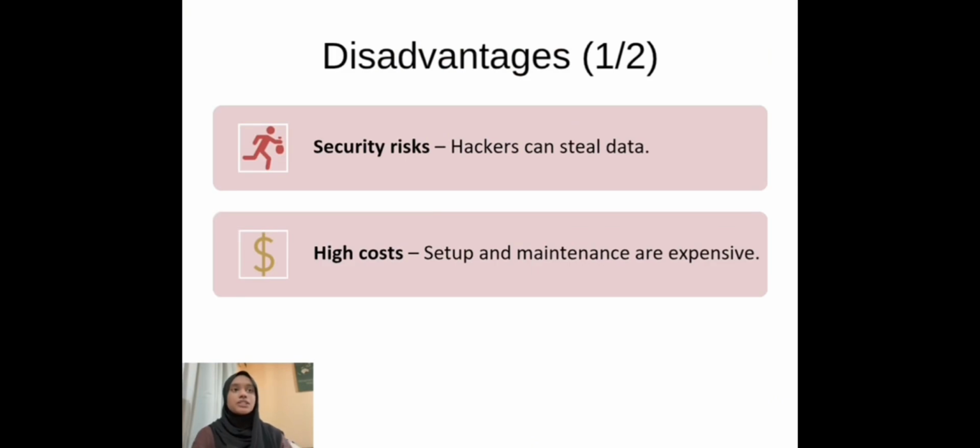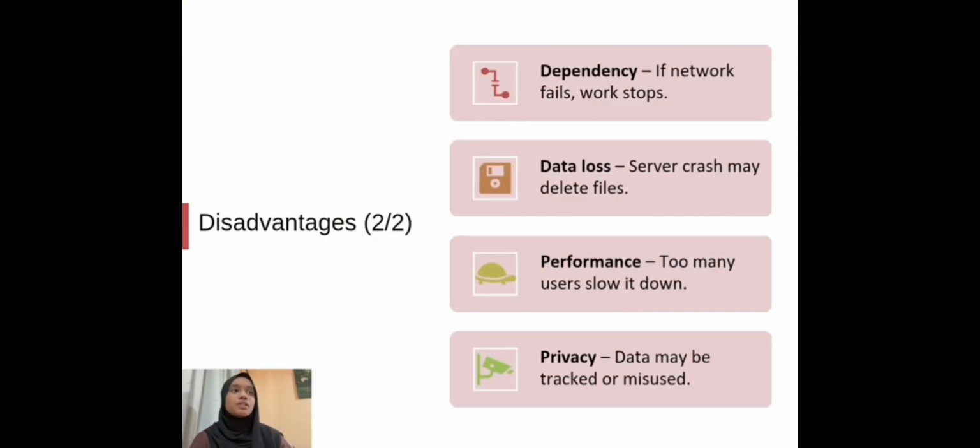Now, about the disadvantages, the first one is of course security risk, because nowadays hackers can steal our data really easily. So it is important for us to keep our data safe. The next disadvantage is high cost, because some setup and maintenance are really expensive. Next is dependency, because if any network fails, the whole work stops. For example, if there is an electric outage in our area, we won't be able to use the internet and even do our work at that time.